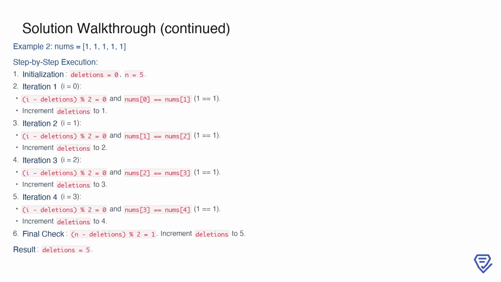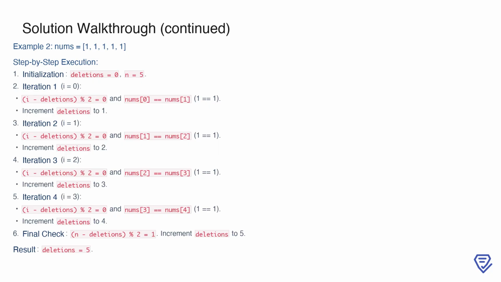In the second iteration, i equals 1, and again, deletions modulo 2 equals 0, and nums[1] equals nums[2]. This triggers another increment in deletions to 2. For the third iteration, i equals 2, and once more, deletions modulo 2 equals 0, and nums[2] equals nums[3]. Deletions increases to 3. In the fourth iteration, i equals 3, and the pattern continues: deletions modulo 2 equals 0, and nums[3] equals nums[4]. Deletions is incremented to 4.